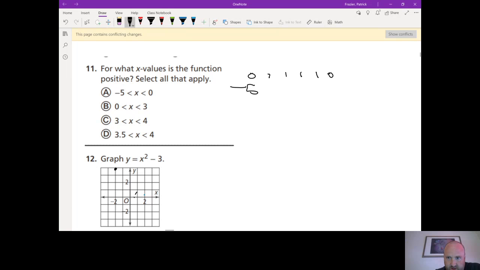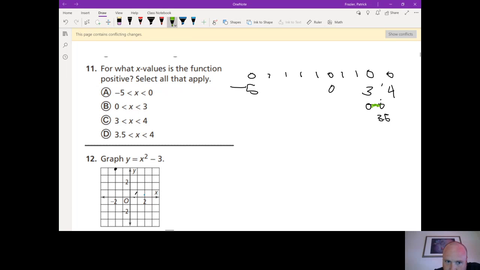I'm going to use an open circle there. And then positive 1, positive 2, positive 3. That's one of our values. And then positive 4. So that's negative 5. This is 3. This is 4. Sorry, that's 0 here, 3 here, and 4 here. And then right here in the middle, we have 3.5. Okay, so anywhere that's positive, we could mark in green.